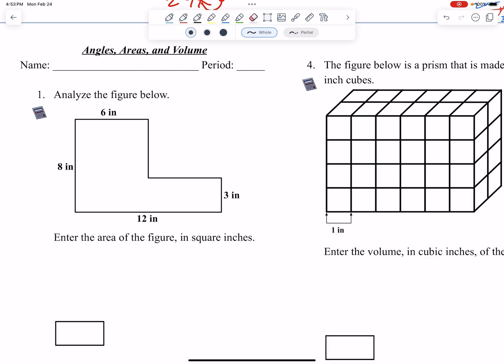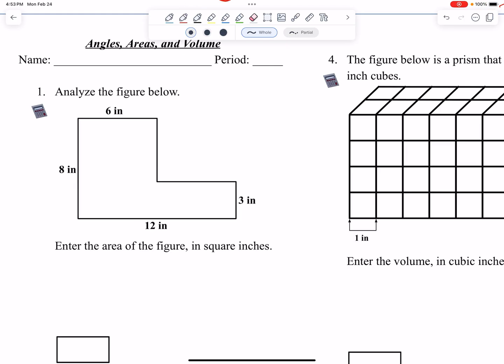Alrighty, welcome back everybody. Today we are going to be working with 7th grade math with our focus on angles, areas, and volume. Alright, so let's get right to it.